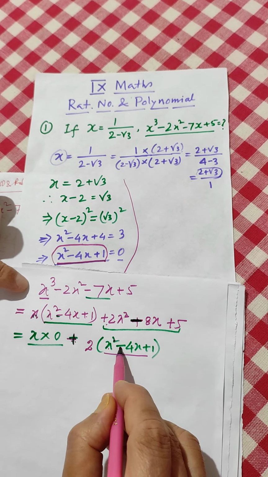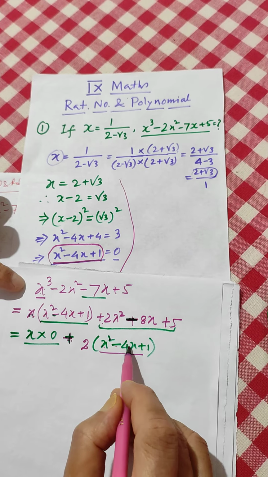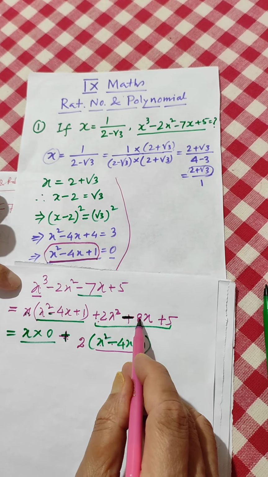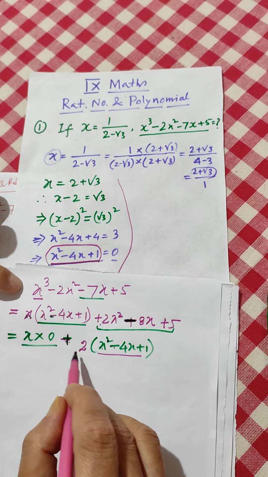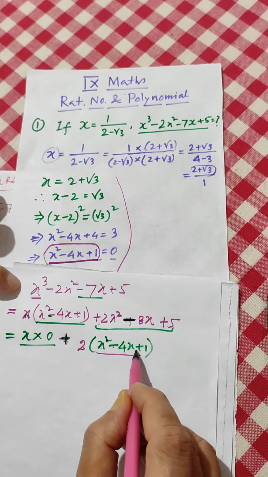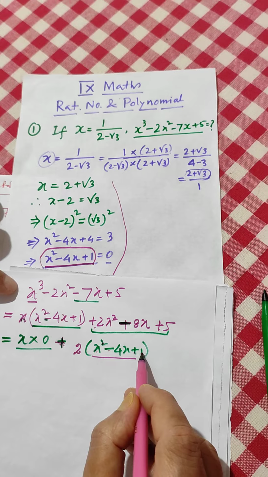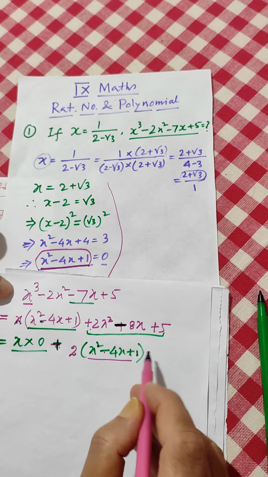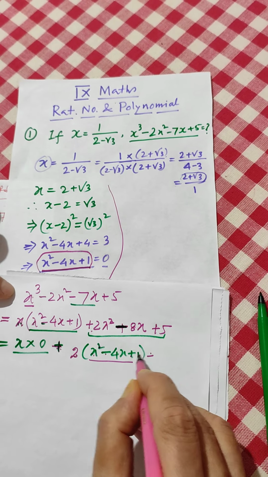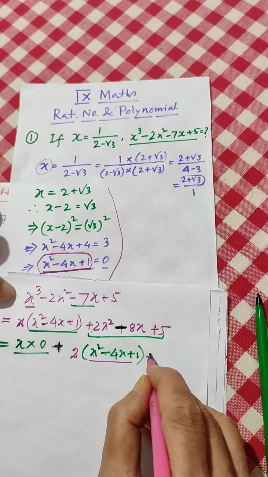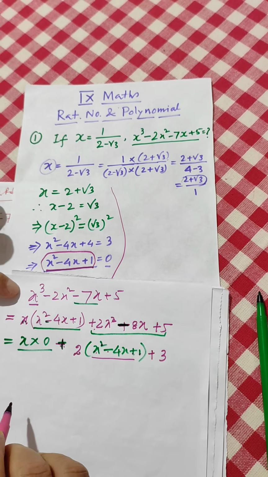So we are adjusting. Now plus 2 into minus 4x gives minus 8x. Yes, it's coming correctly, minus 8x. Then plus 2 into plus 1 is plus 2. Now this is plus 5, so we must write here plus 3.